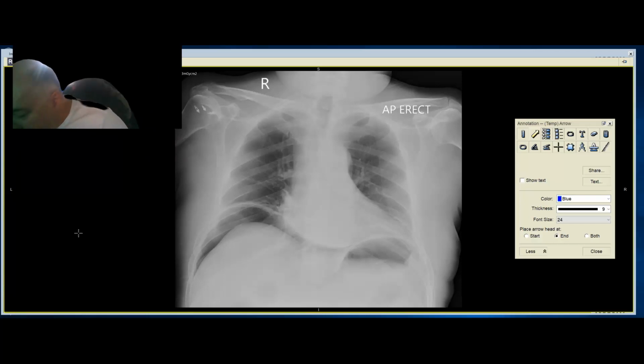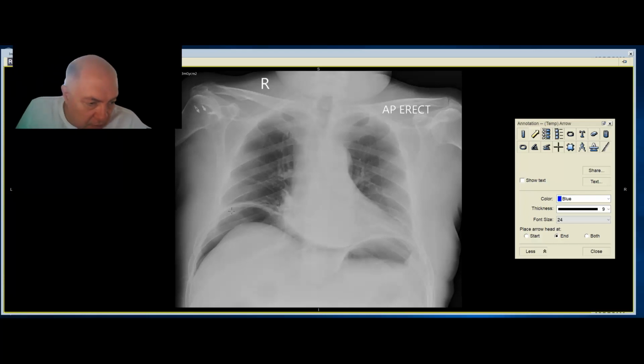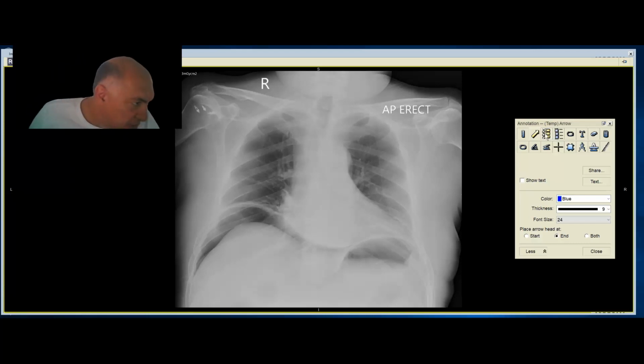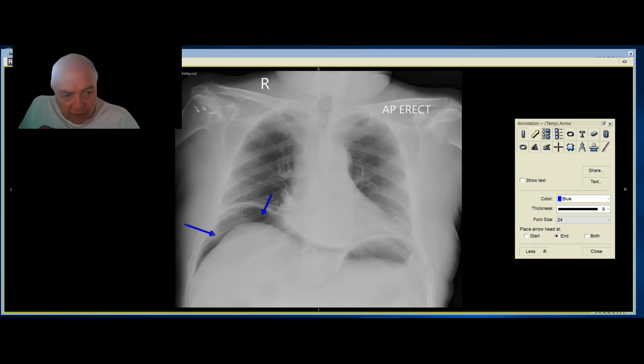On this X-ray we can see extensive free air below the right hemidiaphragm. If you look at the diaphragm on the right, it's elevated and there's a lucency just below it. So that's the air right there.